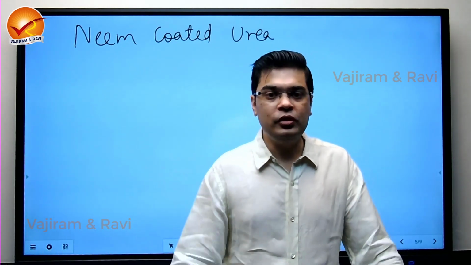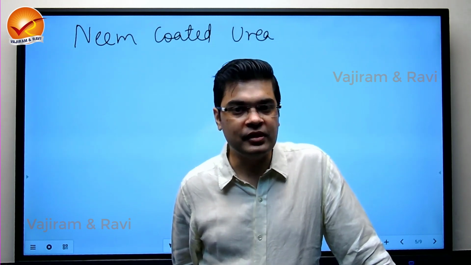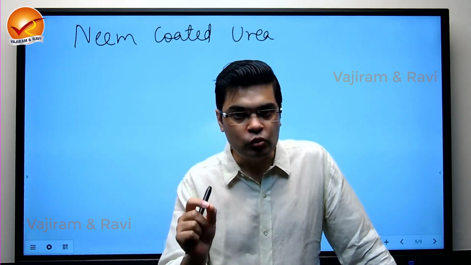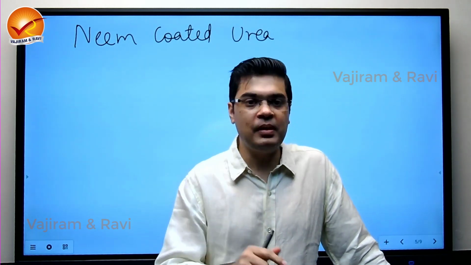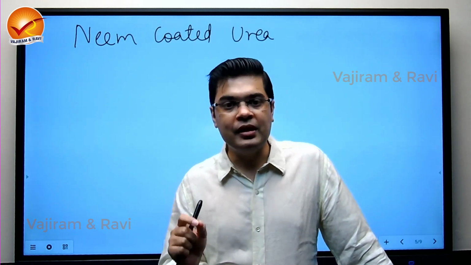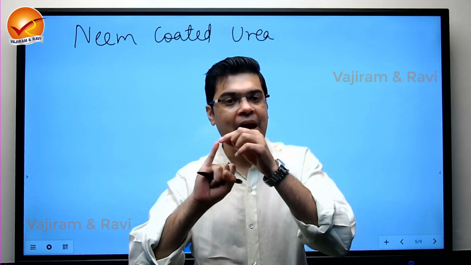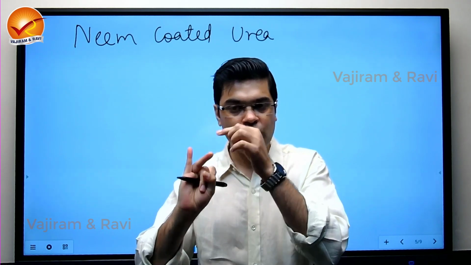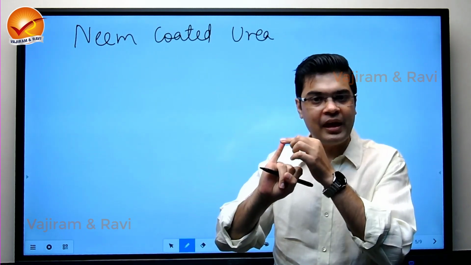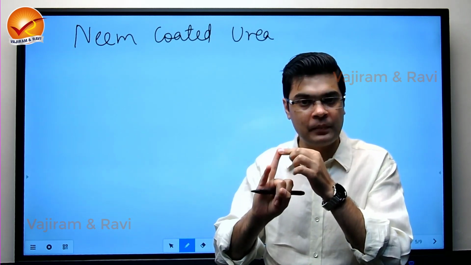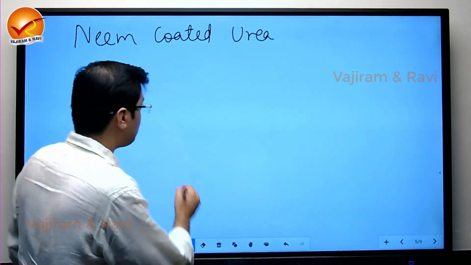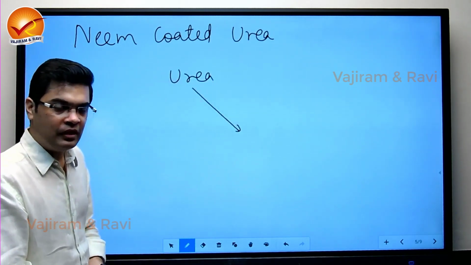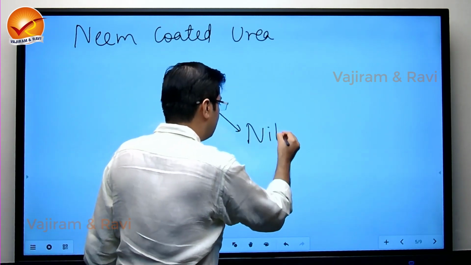Whenever the farmer applies fertilizer, he also adds water. When the farmer adds urea to the soil, urea is not used as it is by the plants. Urea undergoes 2 processes. One is hydrolysis and the second is nitrification. So the urea is hydrolyzed and the urea is nitrified. Ultimately, after hydrolysis and nitrification, it gets converted into soluble nitrates.